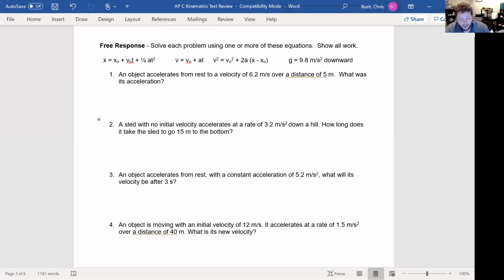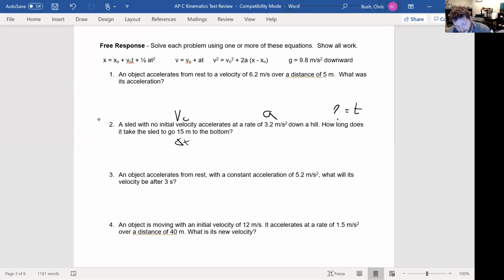All right. A sled with no initial velocity accelerates at a rate of 3.2 meters per second squared down the hill. So no initial velocity means that's v naught. Accelerates at a rate, that's my acceleration. How long? That's my question mark, which is time. And how long does it take to go 15 meters? That's my delta x. So I've got v naught, I've got a, I've got t, I've got delta x. I do not have my final velocity.